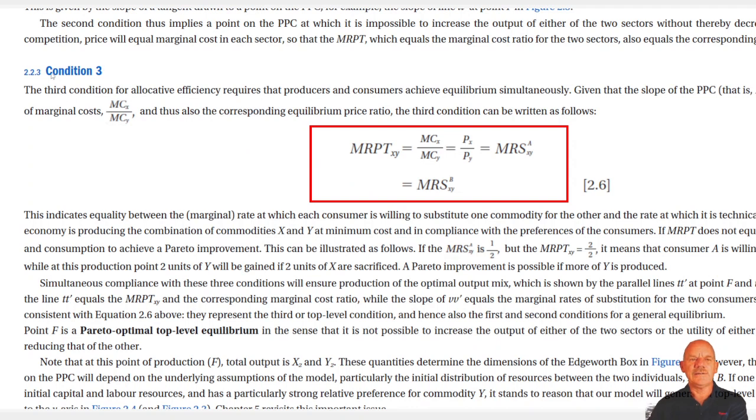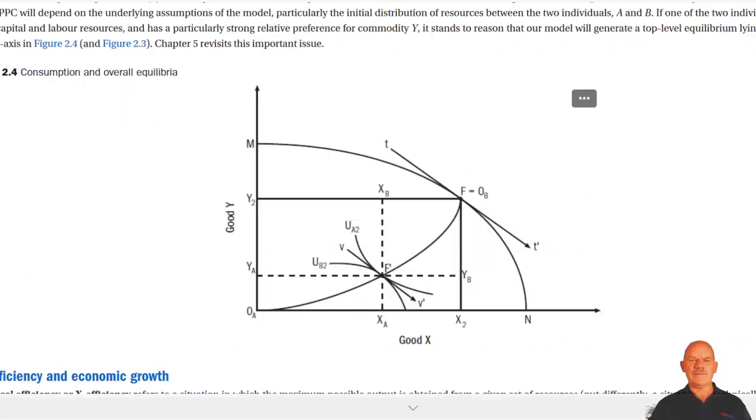So the third condition, there are three conditions for Pareto optimality in the benchmark model. The third condition is that allocative efficiency requires that producers and consumers achieve equilibrium simultaneously. On the production side, the marginal rate of product transformation is equal to the price ratio, and on the consumer side, the marginal rate of substitution is also equal to the same price ratio, and this has to happen at the same time. So we could show all of this in one graph.